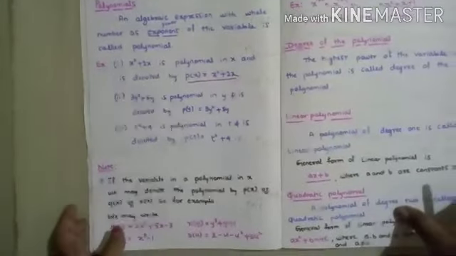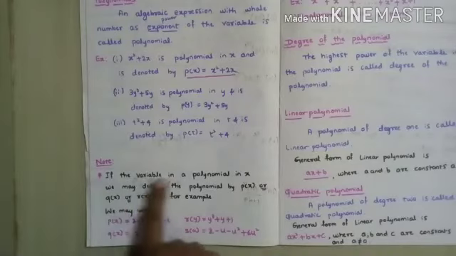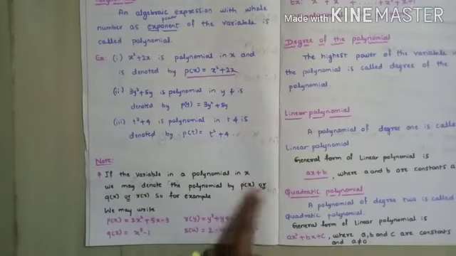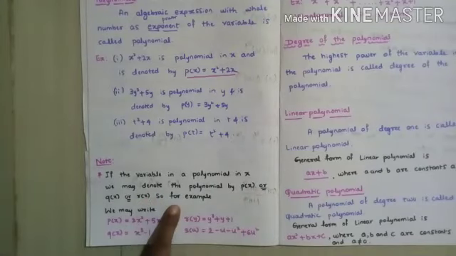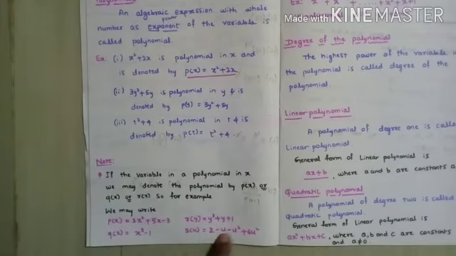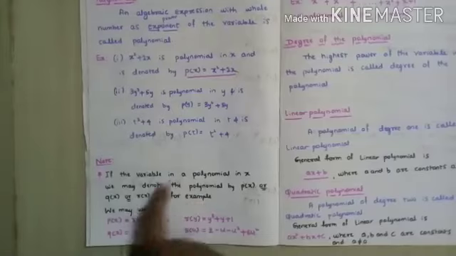Next I have written one note here, just write this. If the variable in the polynomial is x, we may denote the polynomial by P of x or Q of x or R of x. I already told you how to represent polynomials. Here the variable is x, so we use P of x, Q of x to differentiate them, and here the variable is u, so we use S of u. Just write this note and remember how to represent polynomials.